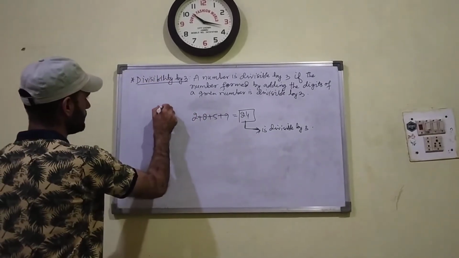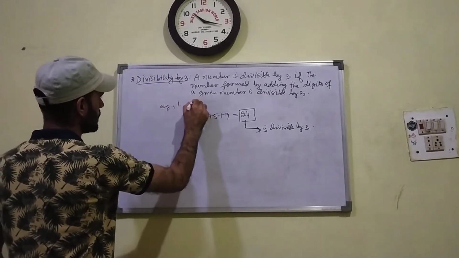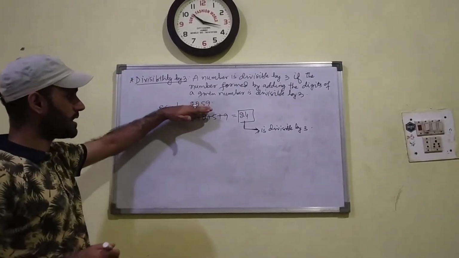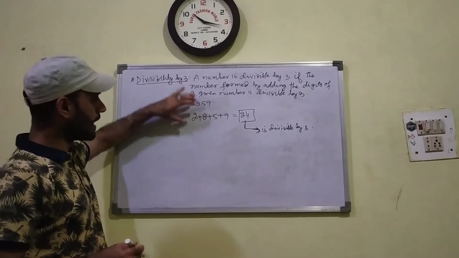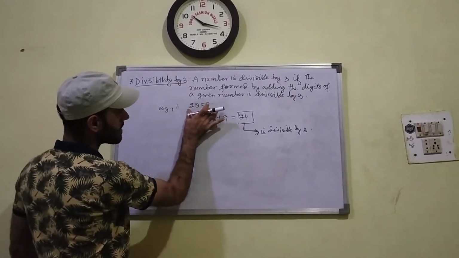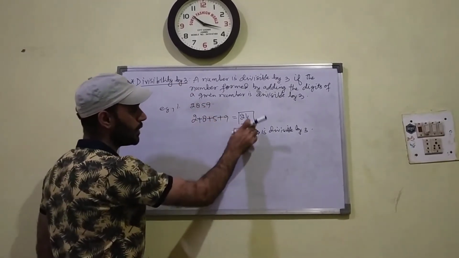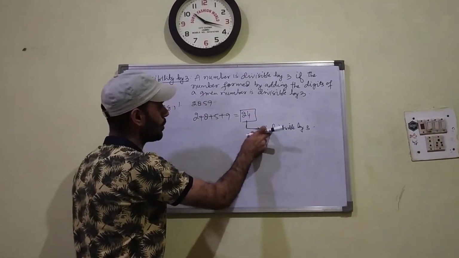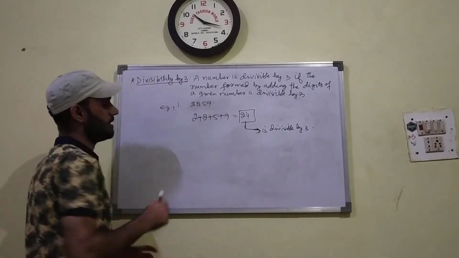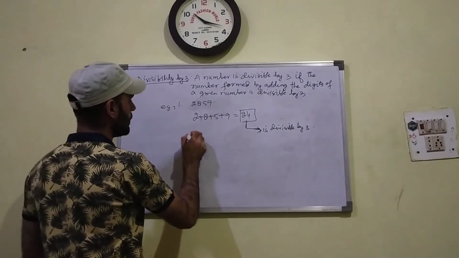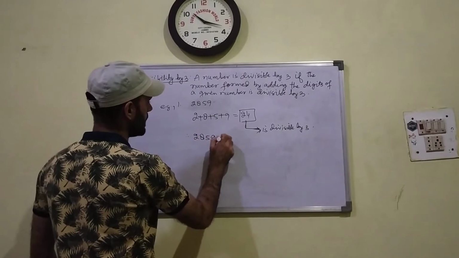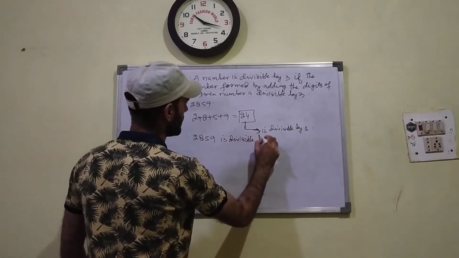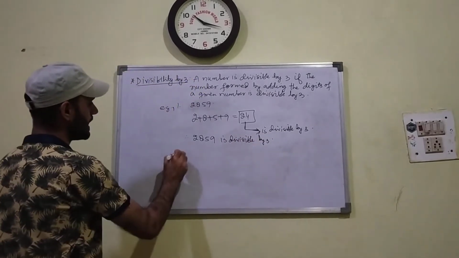For example, 2859. This number is divisible by 3. Why? Because when we add the digits of this particular number, the new number obtained is 24, which is a multiple of 3. So it means that the given number is divisible by 3. Therefore, 2859 is divisible by 3.